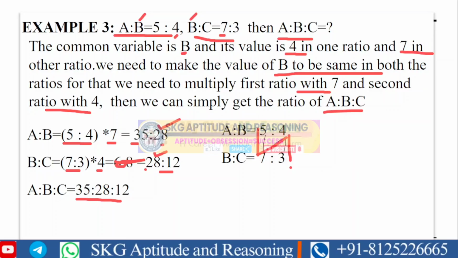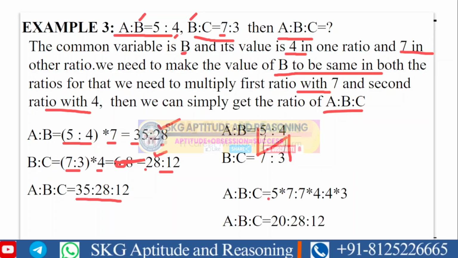So if I do it like that, what will it become? 5 into 7, 7 into 4, and 4 into 3. If I multiply all those values, what will it become? 35 is to 28 is to 12. So whatever value I am getting, the same value I am getting here also. Let's see another example here.